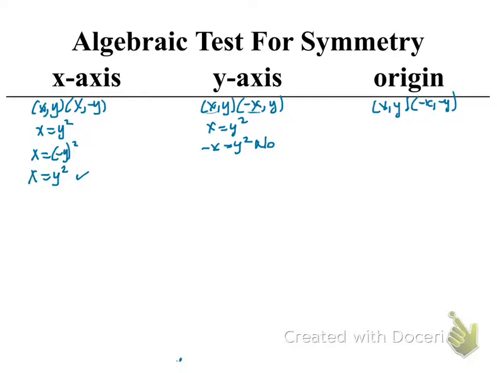That doesn't work. Okay, what if I do it with respect to the origin? My original equation is x equals y squared, and if I replace x with negative x and y with negative y, then I still have negative x here, and this will go back to y squared, but that does not give me the same equation I started with. These two are not the same. So it is not symmetric to the origin. So it only worked for the x-axis.